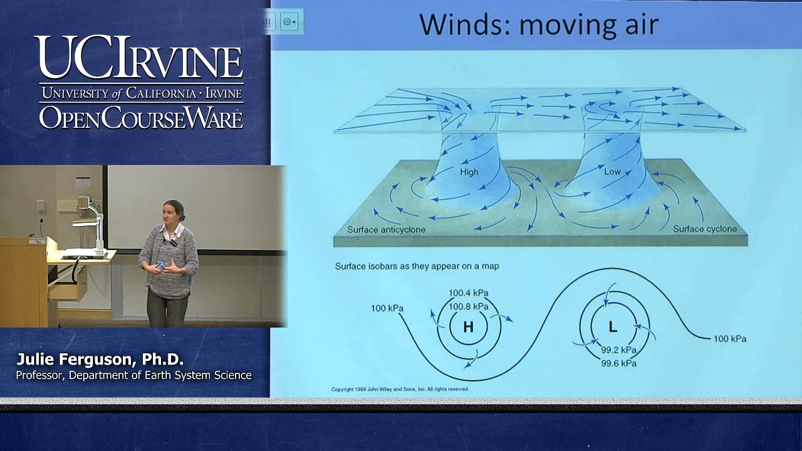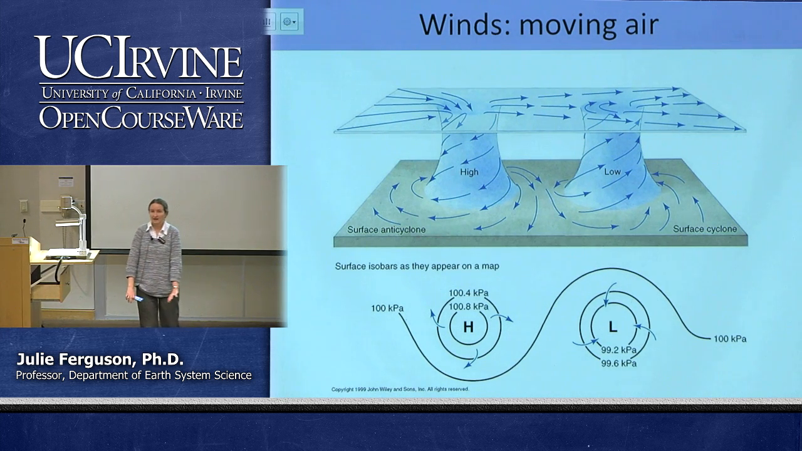But at low pressure, the air is rushing in at the surface, and we can't just keep piling air in the center forever. It's got to go somewhere. It can't go down because we're at the surface. The only place it can go is up.